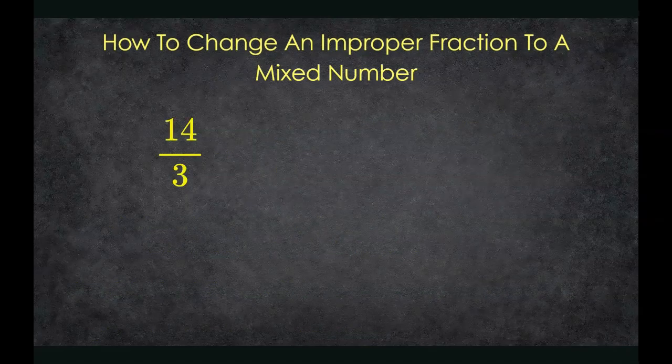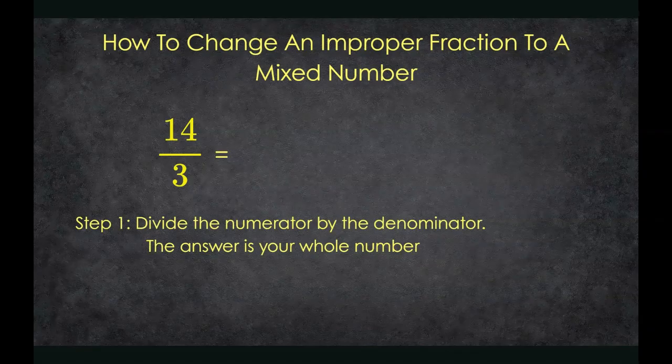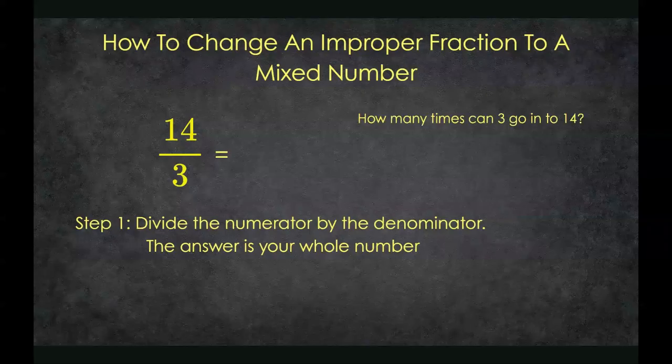Okay, let's take a look at one more example. 14/3. I want to change that into a mixed number. So the first thing I'm going to do is divide the numerator by the denominator. 14 divided by 3. So I think to myself, how many times can 3 go into 14? 3, 6, 9, 12, 15. So 15 is going to be too much. So that means 3 can go into 14 4 times. Now, what does that equal?